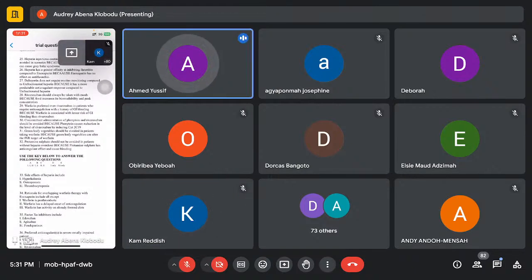Yeah, I was saying rivaroxaban is a substrate for cytochrome 3A4, not 2C19. So phenytoin will induce cytochrome 3A4 levels, and that will reduce the serum levels of rivaroxaban. So that will reduce the anticoagulant effect of rivaroxaban.